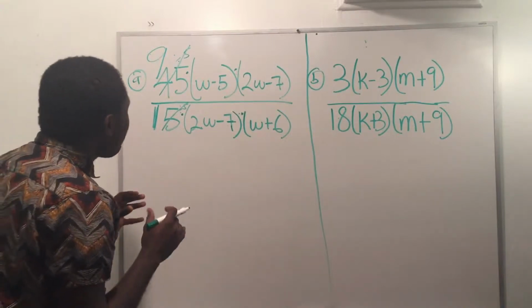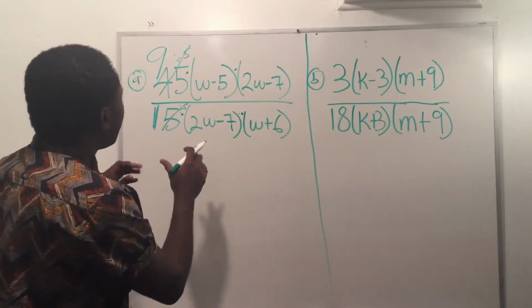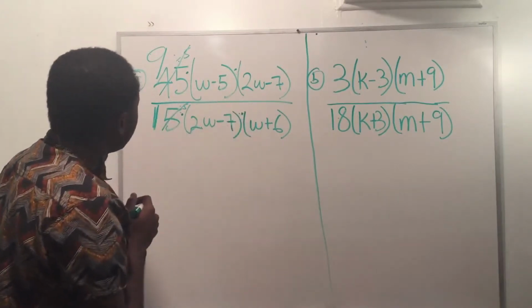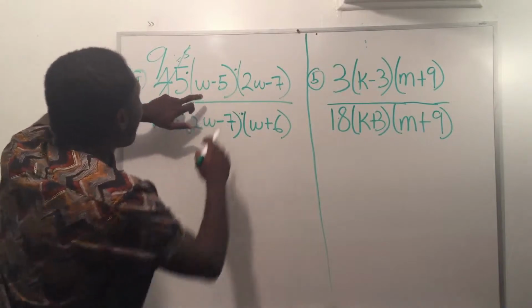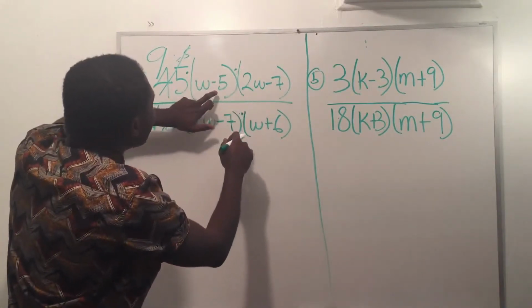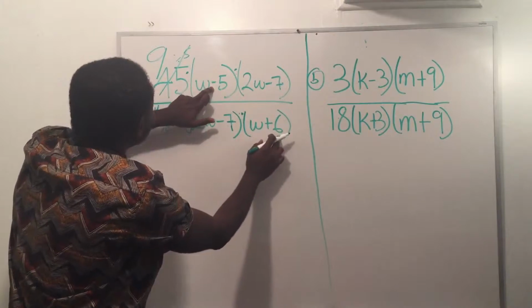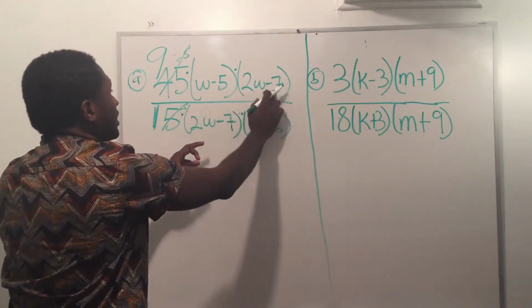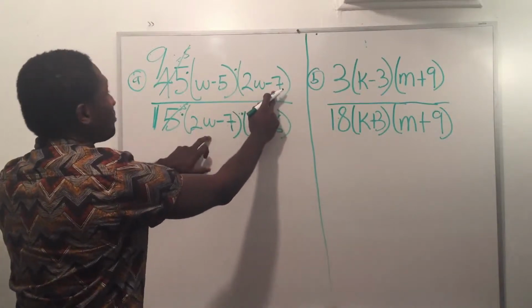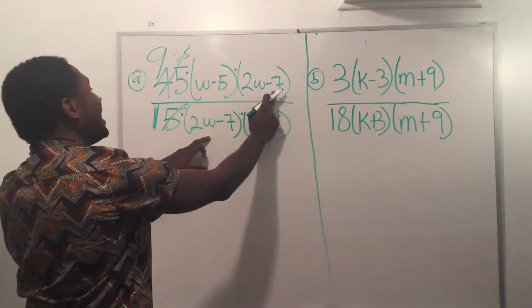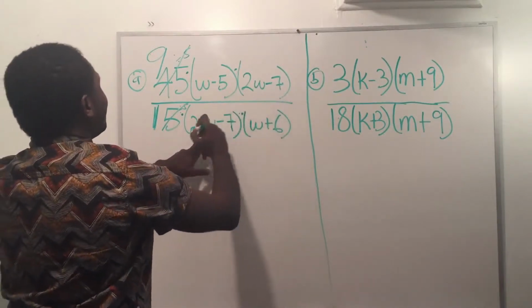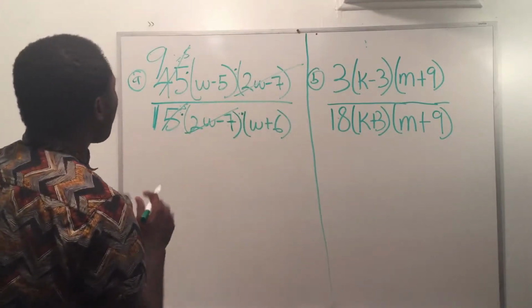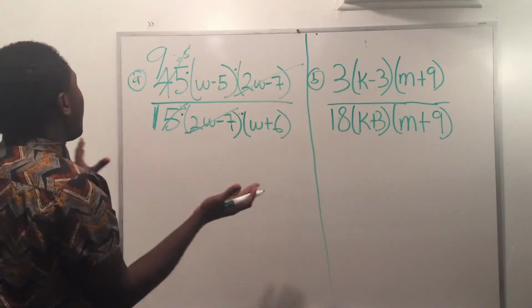And then the next step is I have to look at the top and the bottom. Do I see any like terms? This is W minus 5, and it always has to be top and bottom here. And this is W plus 6. They are not like terms. 2W minus 7, and I see exactly 2W minus 7 right here. So they are like terms, so I can cross that out. And now whatever is left should be my answer.